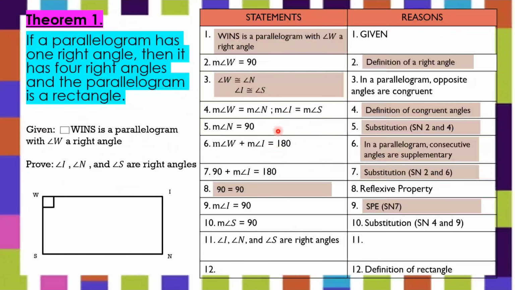Okay? So, galing dito sa statement number 5, 90, statement number 9, and statement number 10, we can now say that angle I, angle N, and angle S are right angles. Under the reason that if the measure of an angle is 90 degrees, so lahat yan ay 90 degrees, then it is a right angle. Okay? Kaya nasabi natin na yung tatlong angles na to ay right angle. Okay? So, we can now say that WINS is a rectangle under the definition of rectangle.